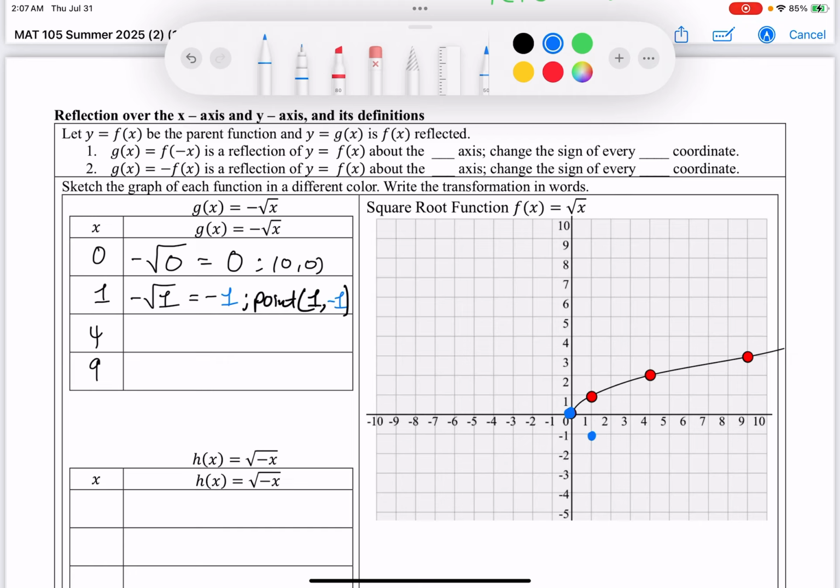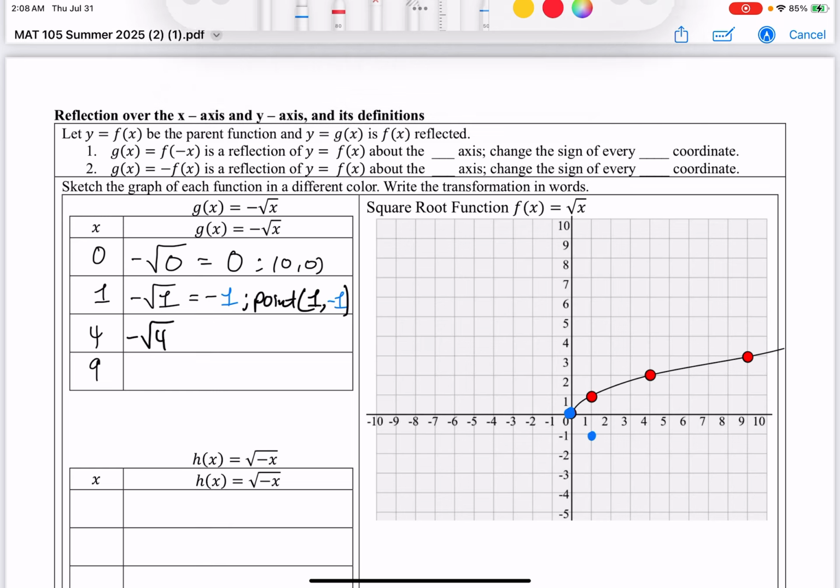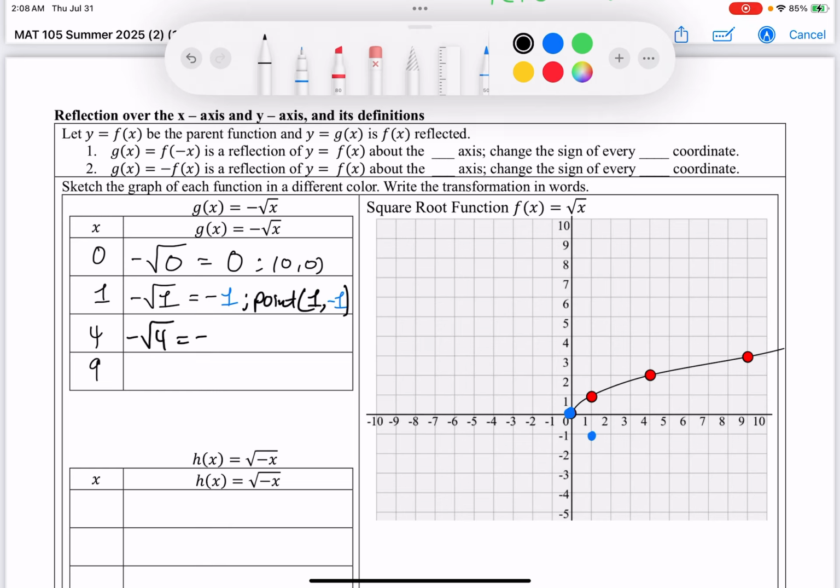Let's do one more before we make some sort of generalization. Let's now try to find, when x is 4, what is g of x? That's going to be negative square root of 4. Keep the negative on the outside, and the square root of 4 is 2. So that's negative 2. So the point is going to be 4, comma, negative 2.